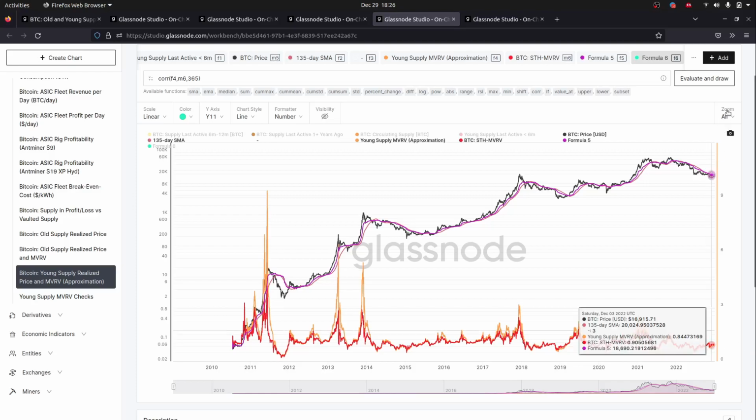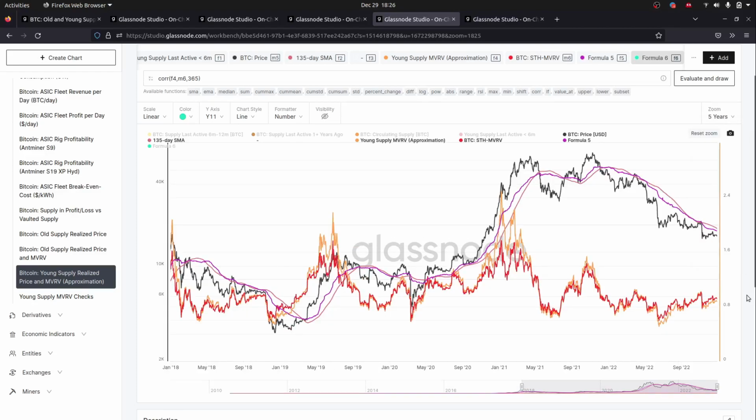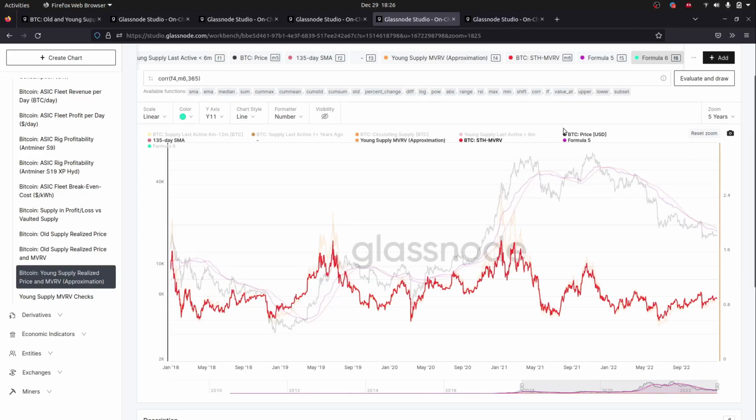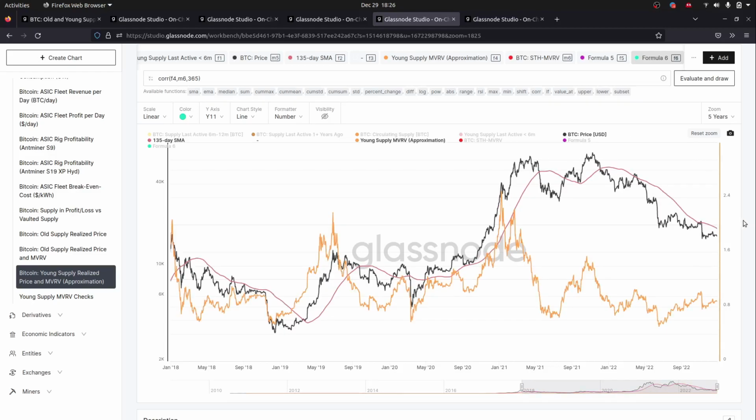So what are the short-term holders doing? Let's zoom in on a 5-year time horizon. I'm going to turn off the actual short-term holder one and just roll with the approximation one that we've got going on here.